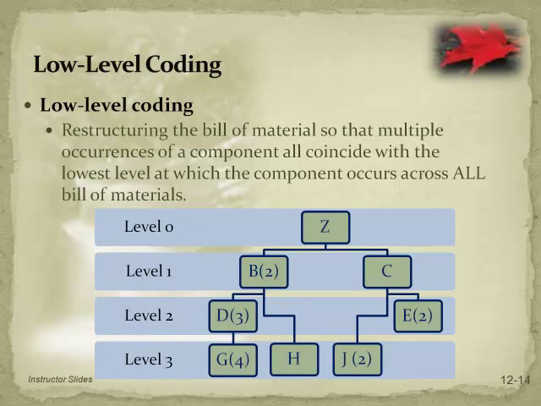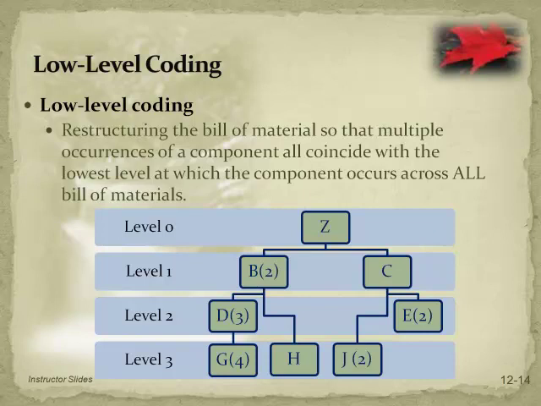Now let's take a look at another example, a different material. In this case, our finished product is product Z. And again, let's take a look for the part E. So in this example, we see that part E appears just on one level, level 2. But on the previous slide, the low-level code for part E on the previous product, product X, was level 3.